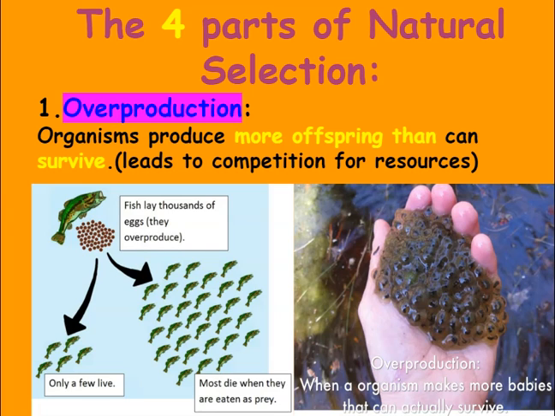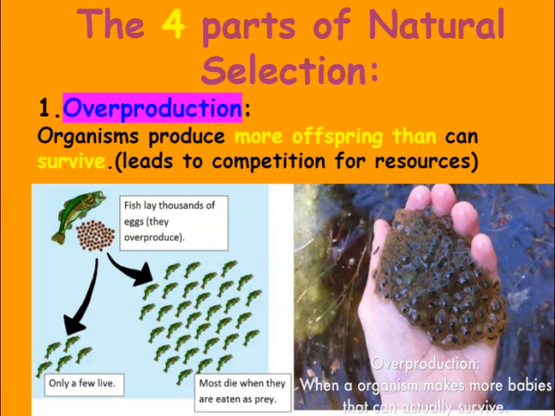So organisms produce more offspring than can survive, and it says leads to competition for resources. And a couple of examples I gave you there. It says fish lay thousands of eggs. Only a few live. Most die when they are eaten as prey. So you're ensuring, if you're that organism, that at least a few make it. The same thing on the right side. That's frog eggs and potential tadpoles, and it just talks about overproduction there.